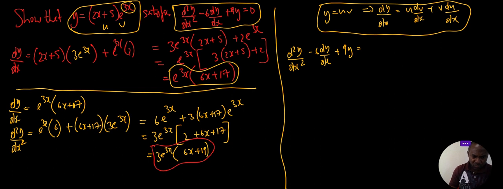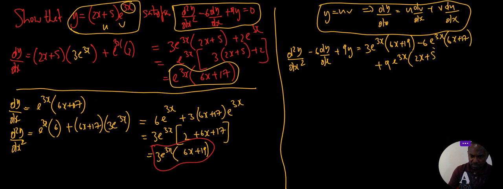So d2y by dx squared is equal to 3e to the 3x times 6x plus 19. Then it's going to be minus 6 times dy by dx, which is this, minus 6e to the 3x times 6x plus 17. And then lastly, we have plus 9 e to the 3x times 2x plus 5. Right? So let's try and simplify the numerator and see what that gives us.